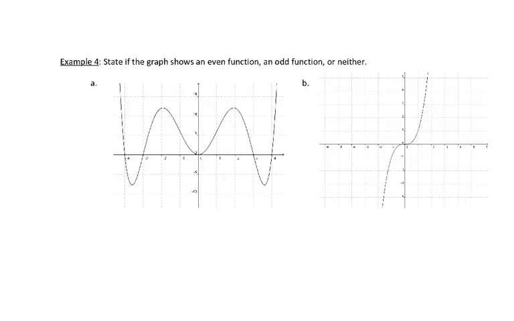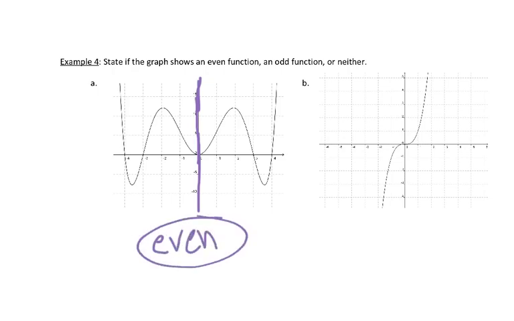So let's look at some examples. You can see here that if you folded it along this y-axis, the right side and the left side would match up perfectly. That means this graph is even.